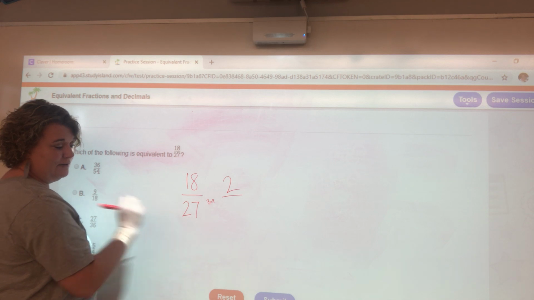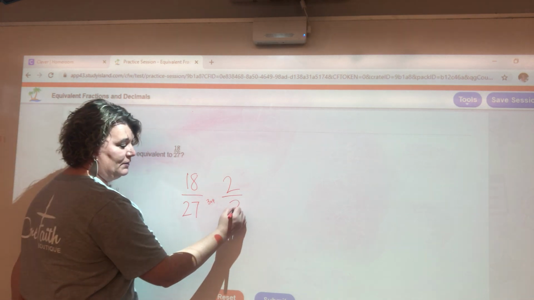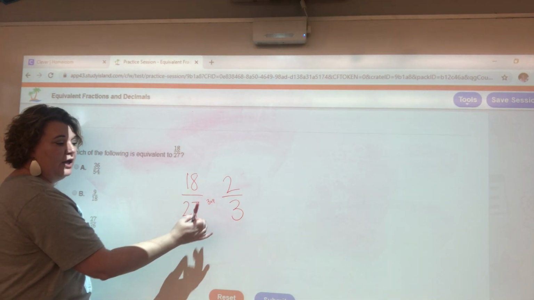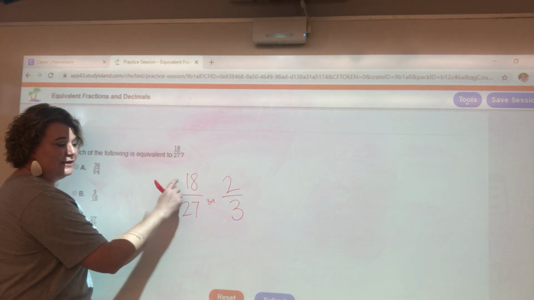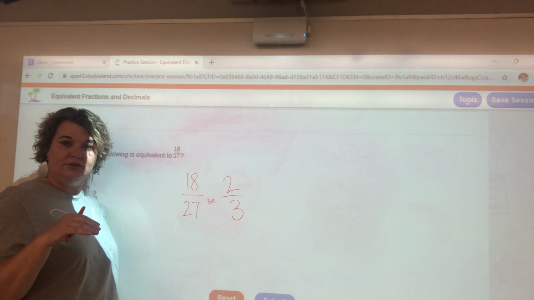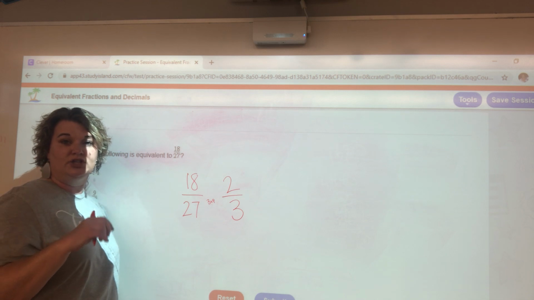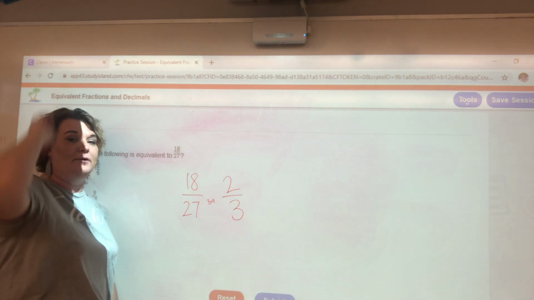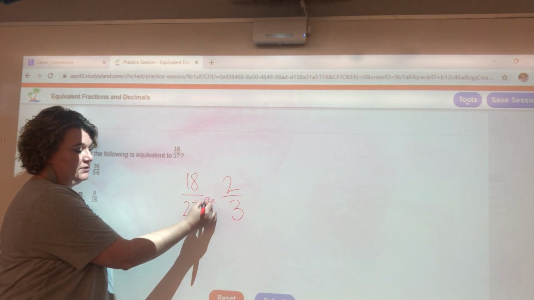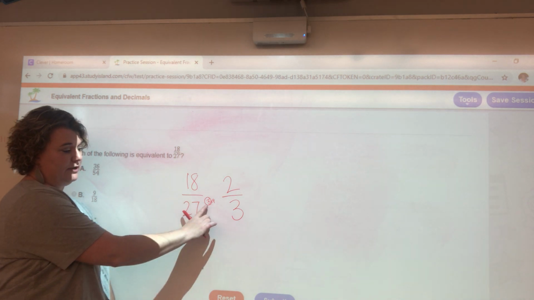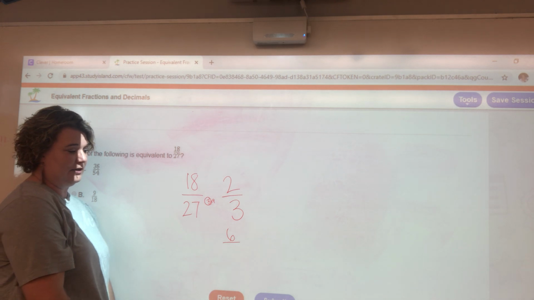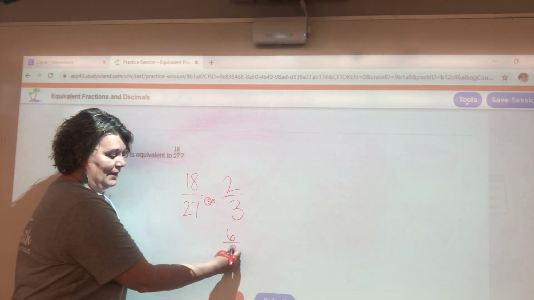Could 9 dive into that 27? Yes, it could, and it would be 3 times. Now let's stop for a minute. I could have used the 3. The 3 could have dove into that 18, and the 3 could have dove into the 27. But the reason why I didn't use the 3 is because whenever you want to reduce fractions, you want to pick the biggest number to reduce by. So if I reduce by 3, I'm going to circle this right here. If I reduce by 3, 3 could go into 18 6 times, because 3 times 6 is 18. 3 could go into 27 9 times.